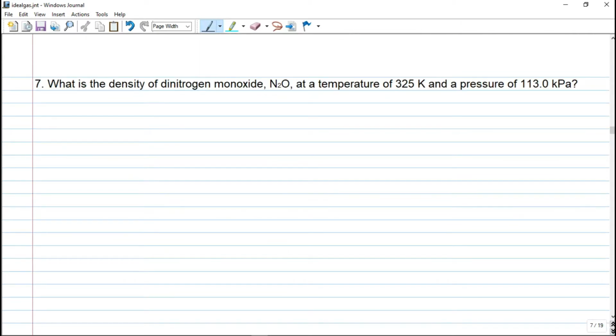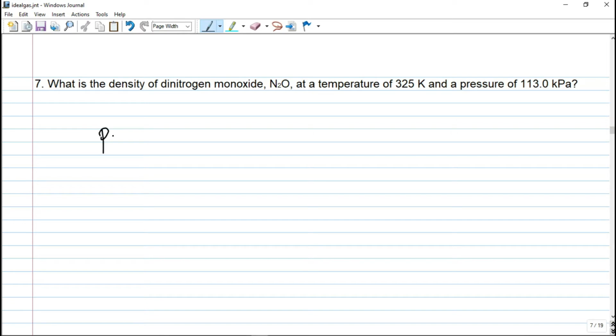So we have here our 7th problem. What is the density of dinitrogen monoxide, that is N2O, at a temperature of 325 Kelvin and a pressure of 113 kilopascal? Notice in this problem, guys, we are not given the gas constant of this dinitrogen monoxide, but we can find it using the universal gas constant. This is just an equation of state. We have no process here. We are just finding the density of this compound.